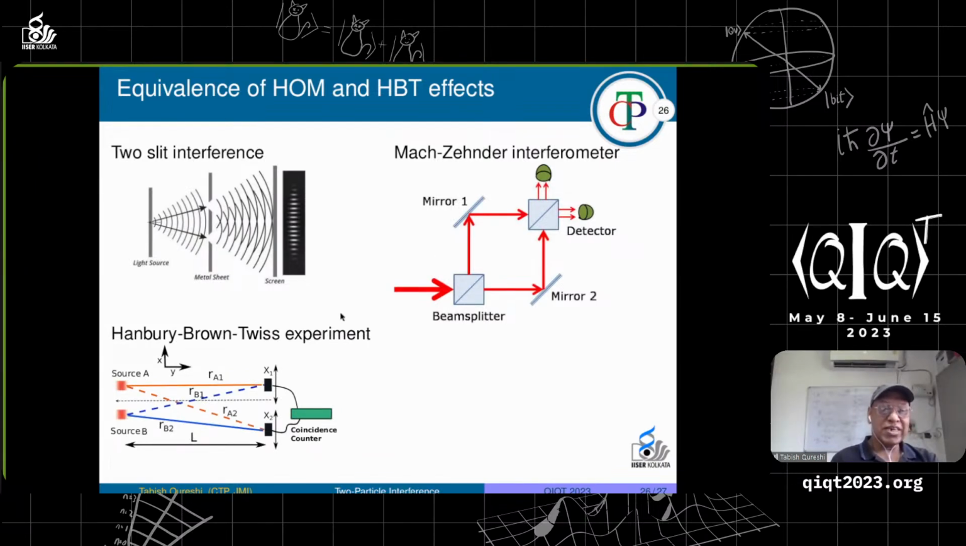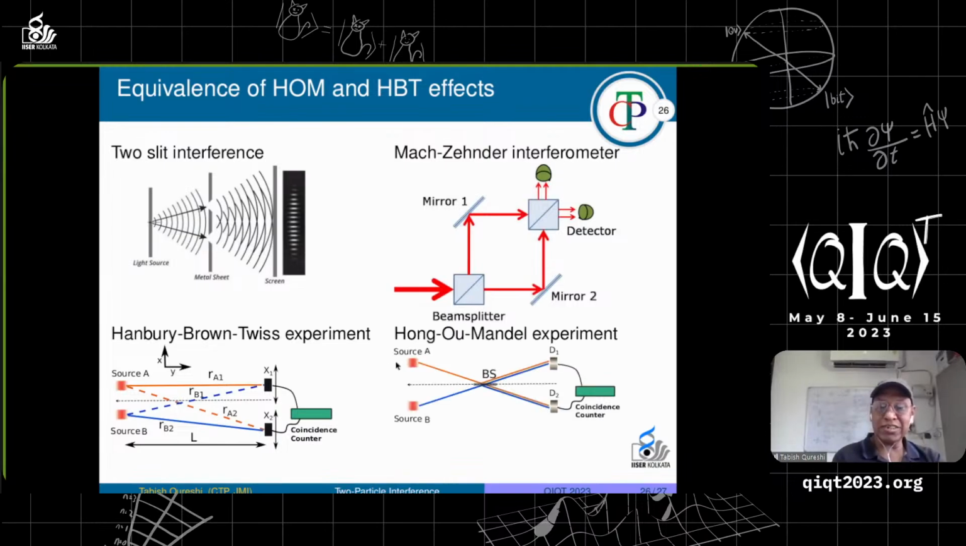Now, look at the Hanbury-Brown-Twiss experiment. It is exactly like this experiment, except instead of one source and a particle going through two slits, you have one particle going through here, one particle going through here. So in some sense, there is one source sitting here, one source sitting here. That is the only difference. Otherwise, everything is the same. After coming from this slit, it spreads out over a region. This also spreads out over a region, and you see interference. So this is the Hanbury-Brown-Twiss effect.